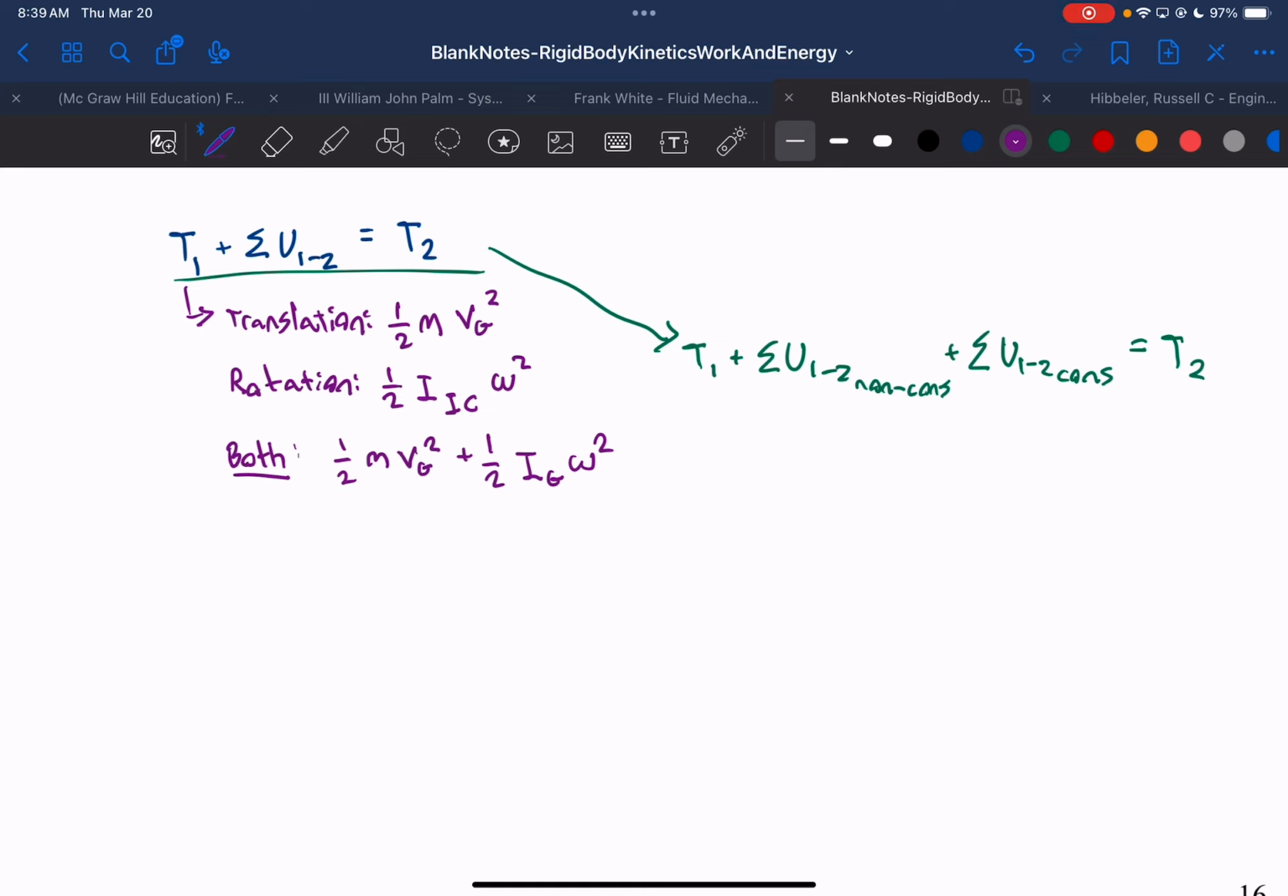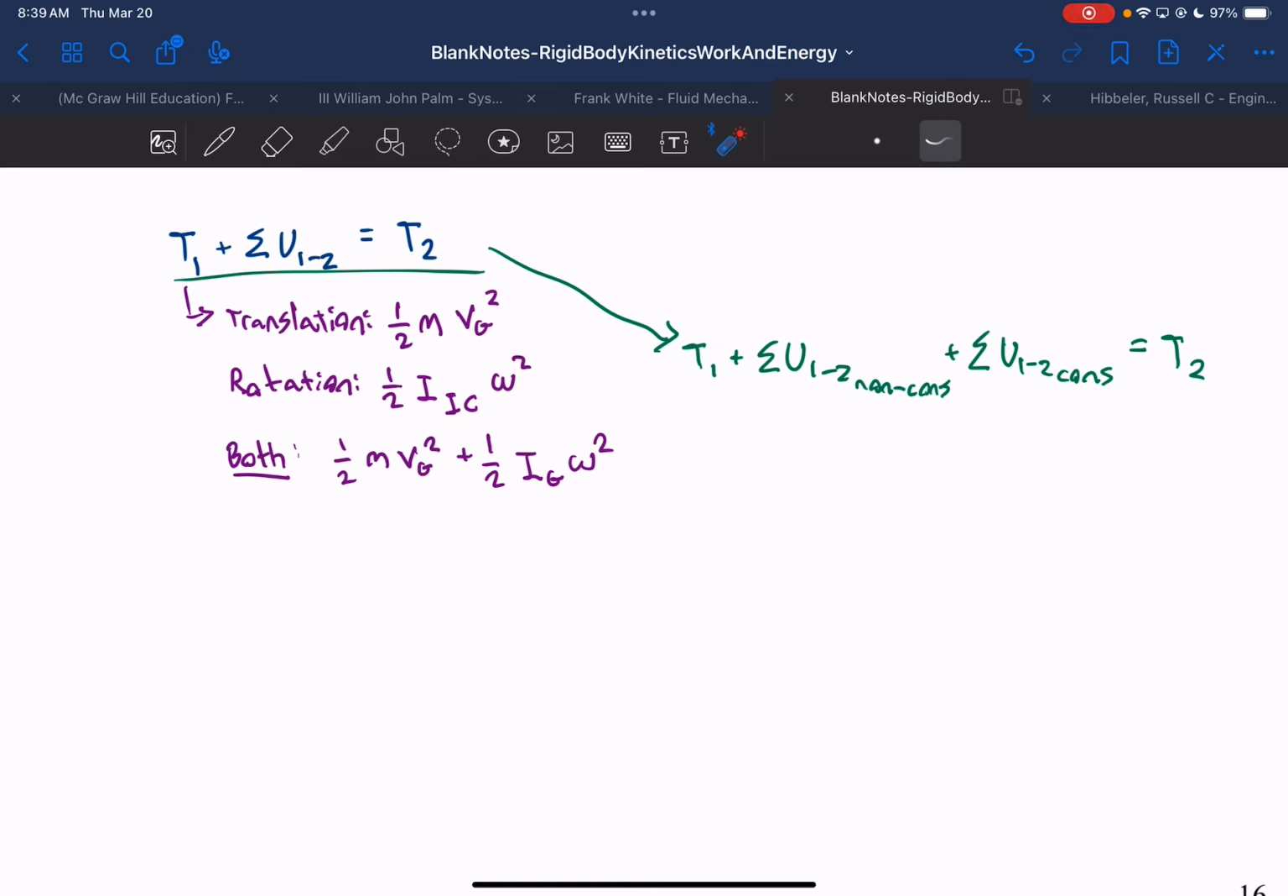Yes, a conservative force doesn't care about the path the body follows. It will always act on the body regardless of the path. So again, gravity will act regardless of the path you follow, but kinetic friction will only act if you follow a path. And same thing with drag. Drag will only act if you follow a path. Hopefully that's understood.